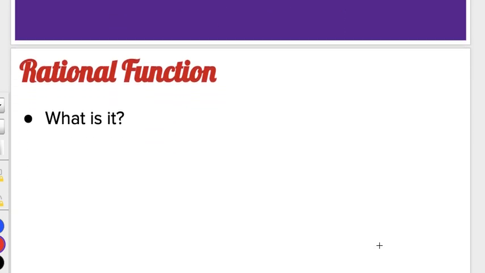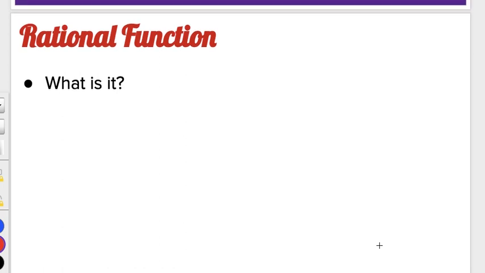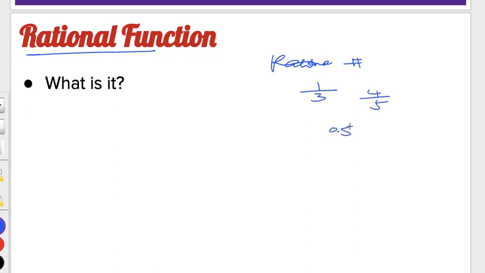So before we discuss the domain and range, let's quickly discuss what a rational function is. Why do we call it this, and what does it look like? The first thing you might want to ask is, do you remember the word rational number? Rational number, as we mentioned before, is a kind of fraction. So for example, we can put 1/3, 4/5, or 0.5. All these are called rational numbers. And you can see, no matter whether it's a decimal or a fraction, we can always convert it to a fraction.